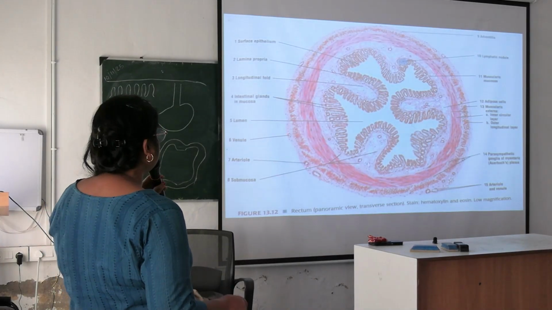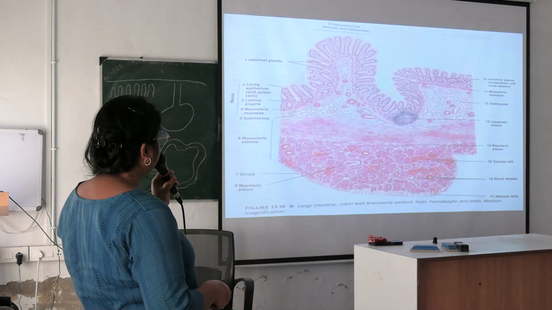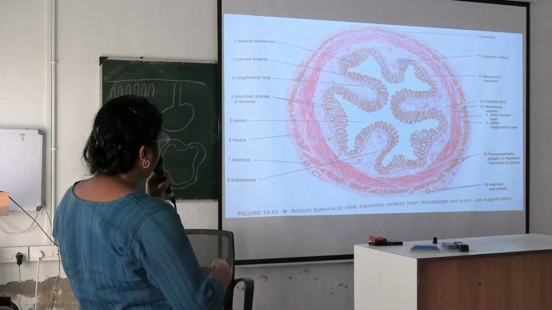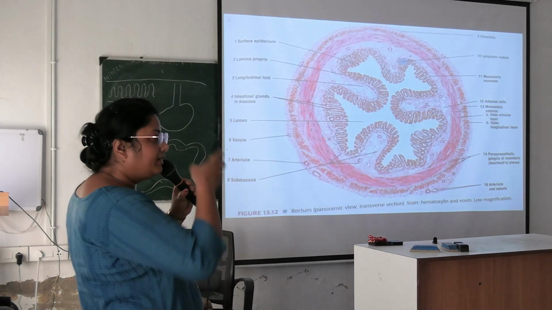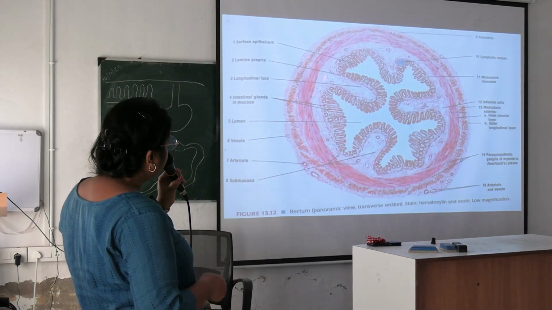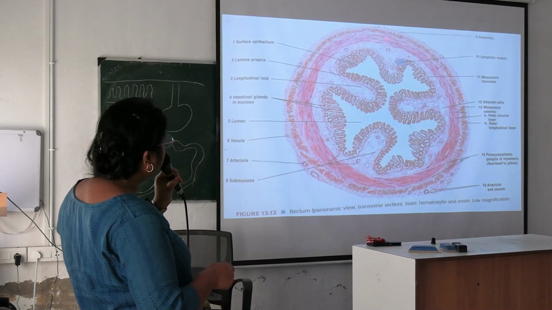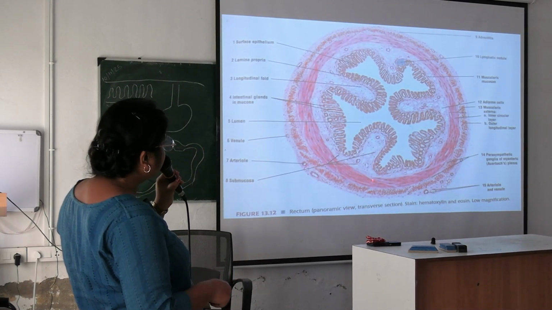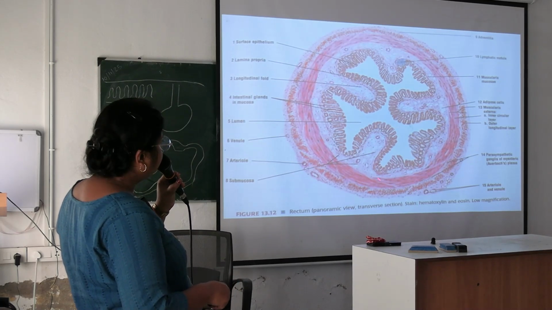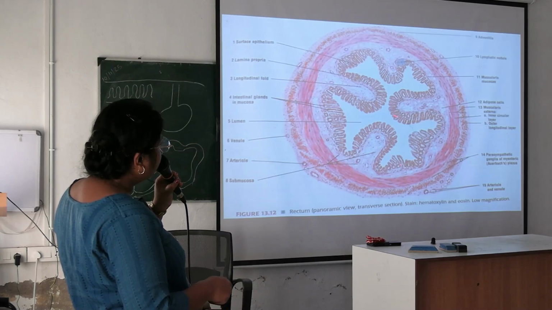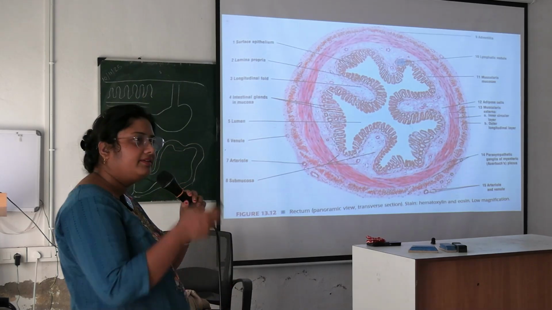This is an enlarged view of the rectum. Rectum and anal canal we will discuss. So this part is the rectum. Muscle layer, this is the muscularis externa, outermost adventitia, submucosa, epithelium, and muscularis mucosa, lamina propria.